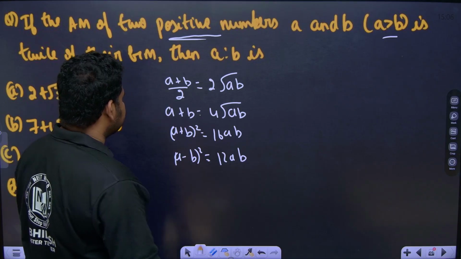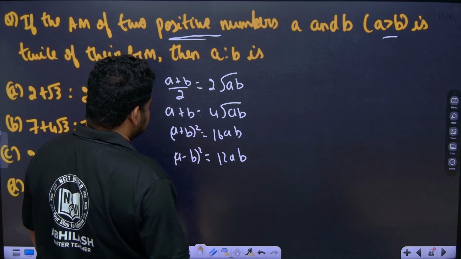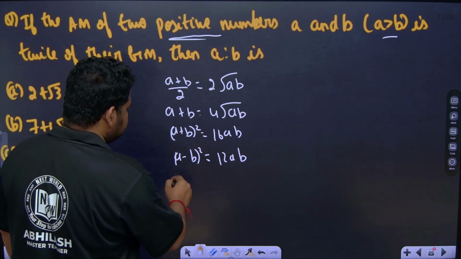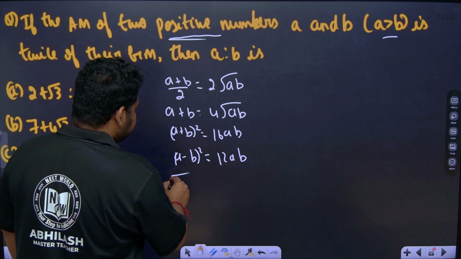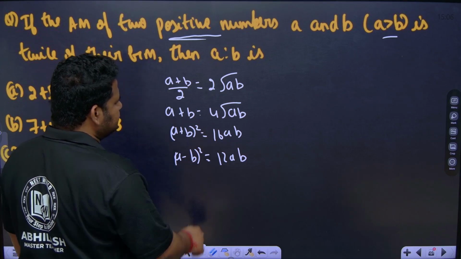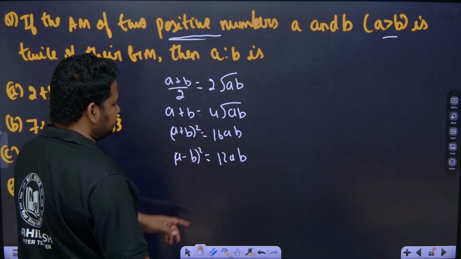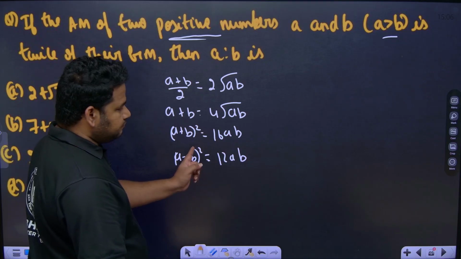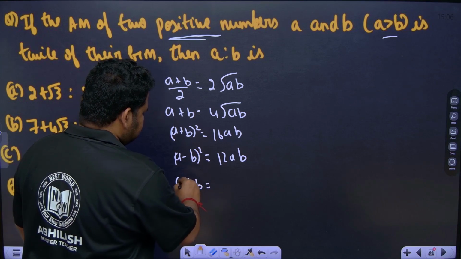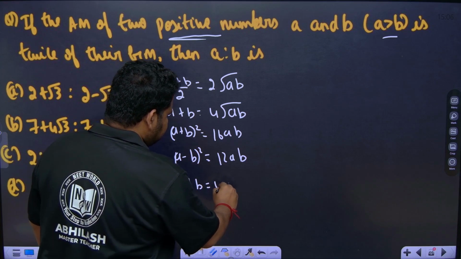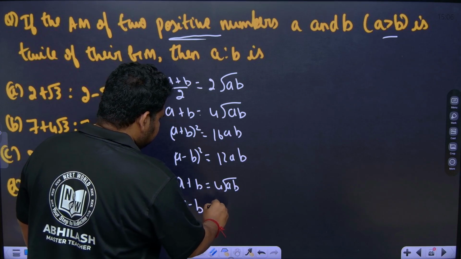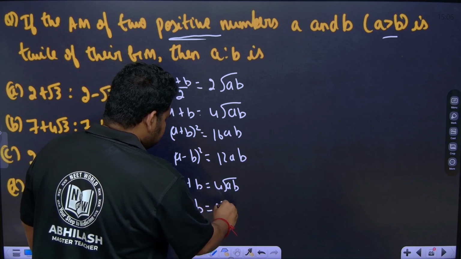Now I will get what? So here I can write it as... now if I take out the square root, what will I get? A plus b will be 4 root ab. A minus b will be 2 root 3 root ab.